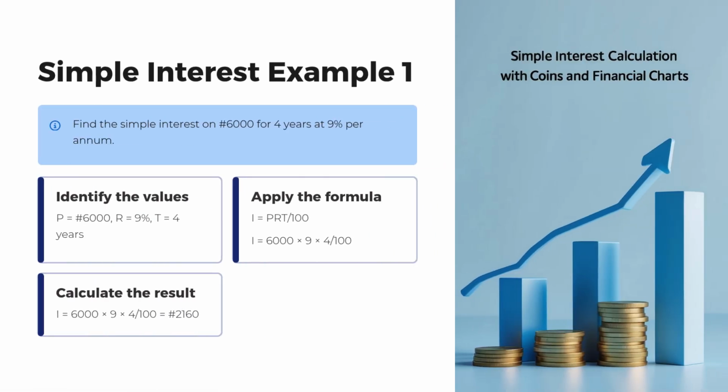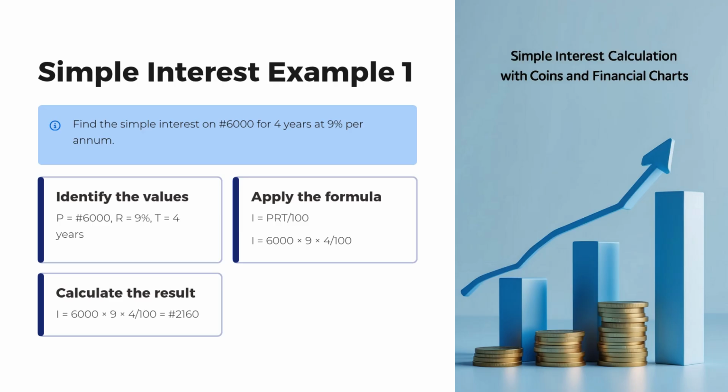Simple interest example 1. Problem. Find the simple interest on 6,000 naira for 4 years at 9% per annum. Step 1. Identify the values. Principal equals 6,000 naira. Rate equals 9%. Time equals 4 years. Step 2. Apply the simple interest formula. Interest equals (principal multiplied by rate multiplied by time) divided by 100.